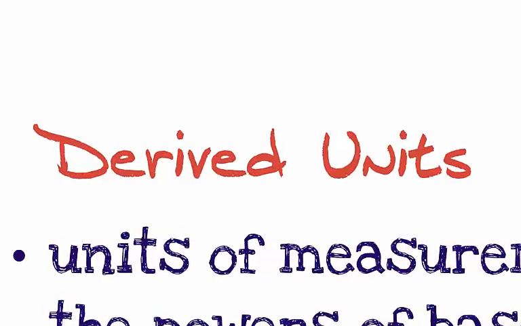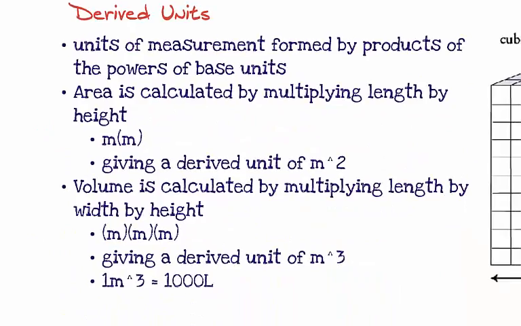There's another type of unit that we use frequently in chemistry, and this is called derived units. These are units of measurement formed by products of the powers of base units. An example of a derived unit would be area. When you're calculating area, you multiply the length times the width, and that gives you the derived unit of meters squared. Another would be volume, which is calculated by multiplying length by width by height. So meters times meters times meters gives you the derived unit of meters cubed.